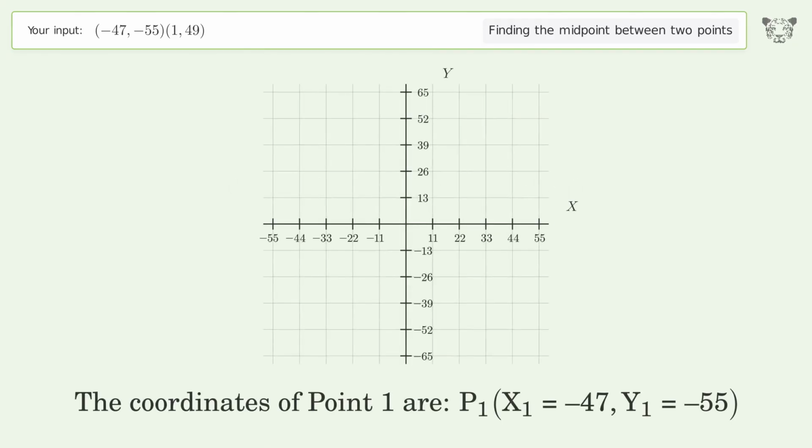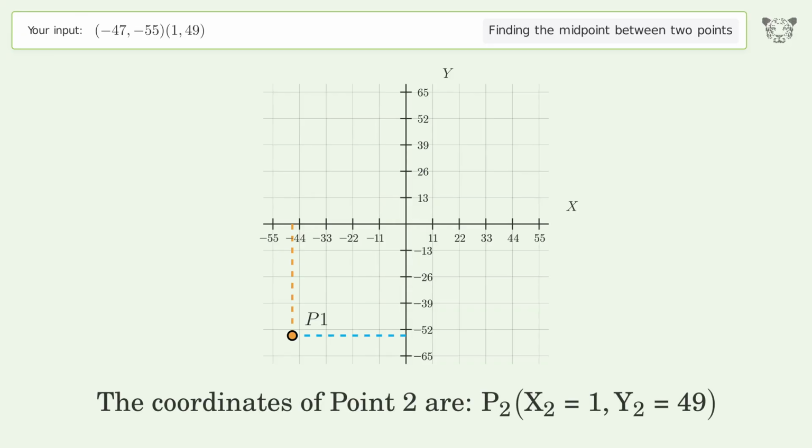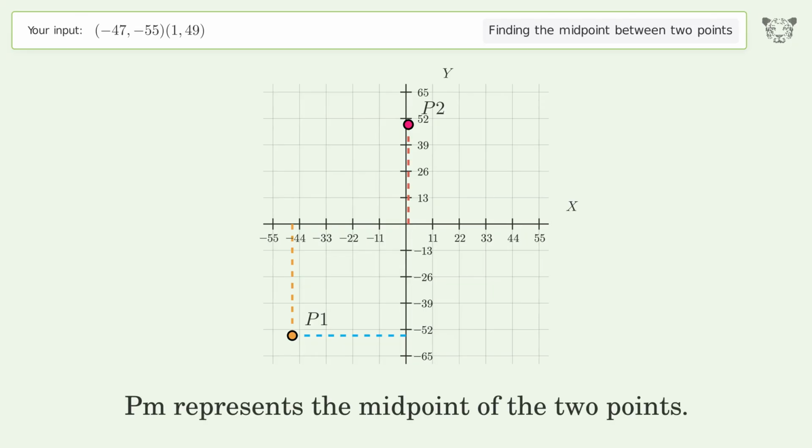The coordinates of point 1 are x1 equals -47, y1 equals -55. The coordinates of point 2 are x2 equals 1, y2 equals 49. PM represents the midpoint of the 2 points.